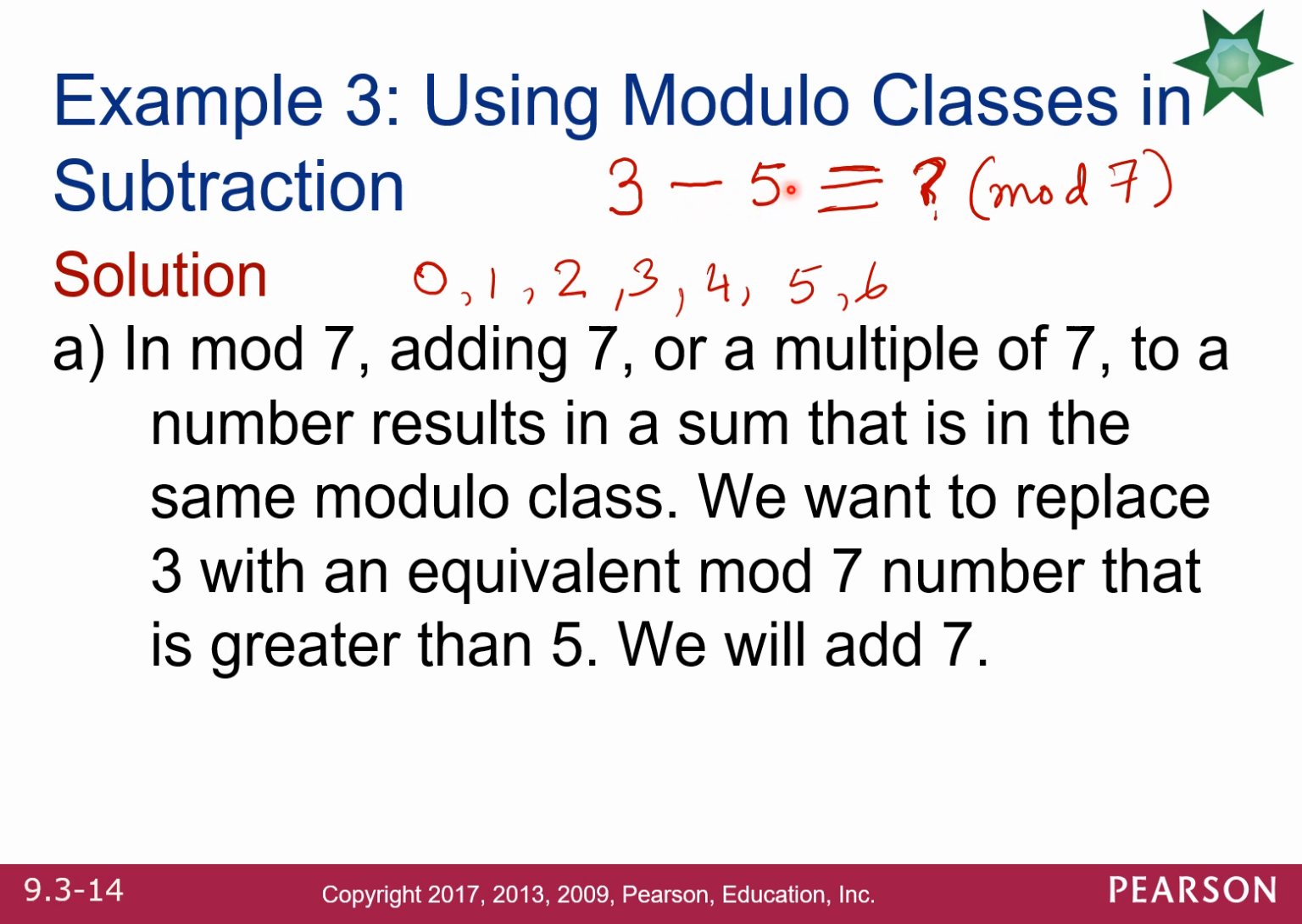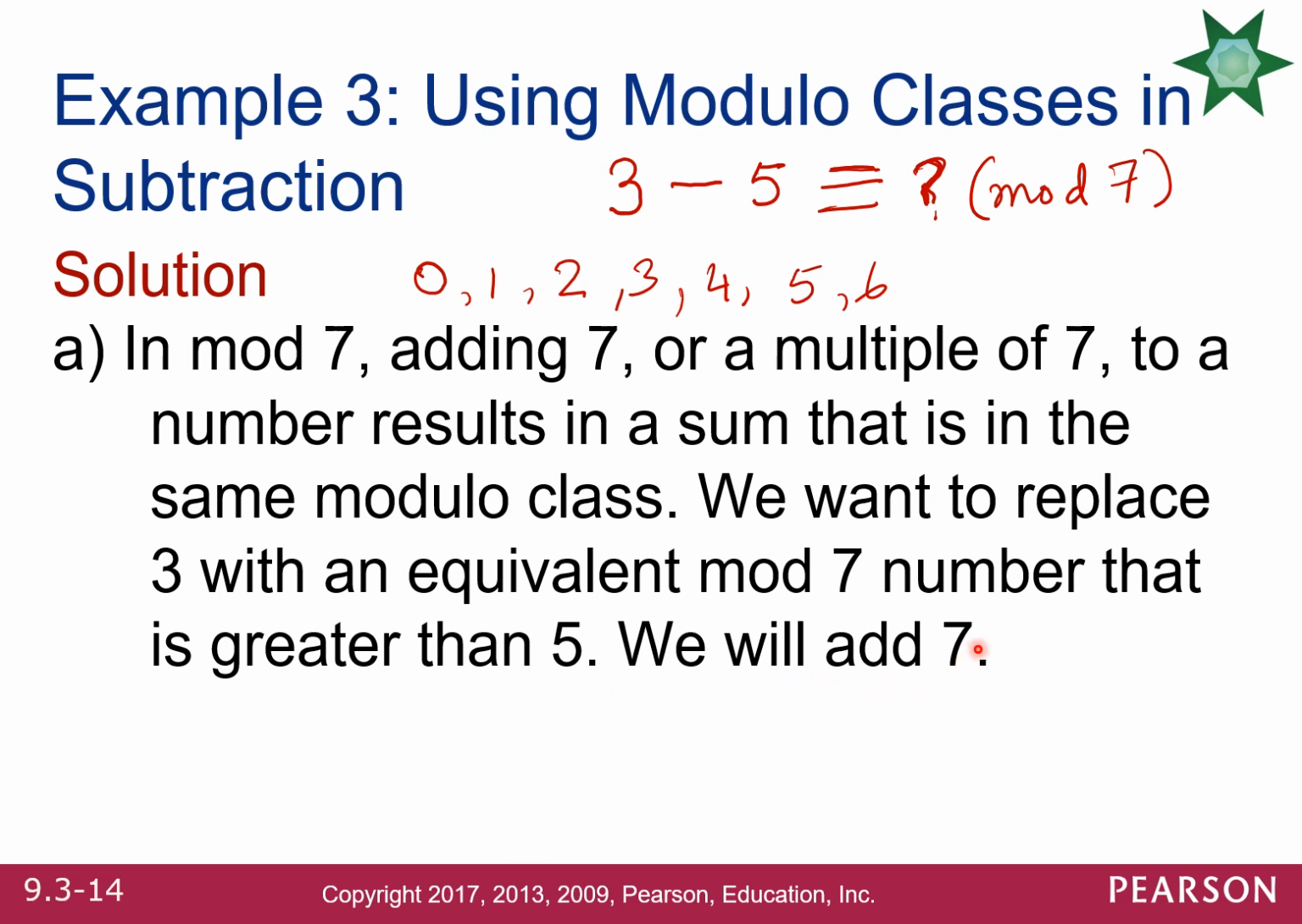But if we keep adding multiples of 7 to that value, then we'll always get the same remainder, because multiples of 7 will give us the same remainder of a value between 0 and 6, right? So what we do here is, in mod 7, adding 7 or a multiple of 7 to a number results in a sum that is in the same modulo class. We want to replace 3 with an equivalent mod 7 number that is greater than 5.